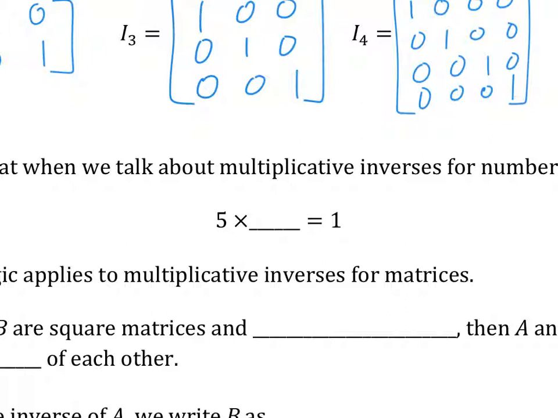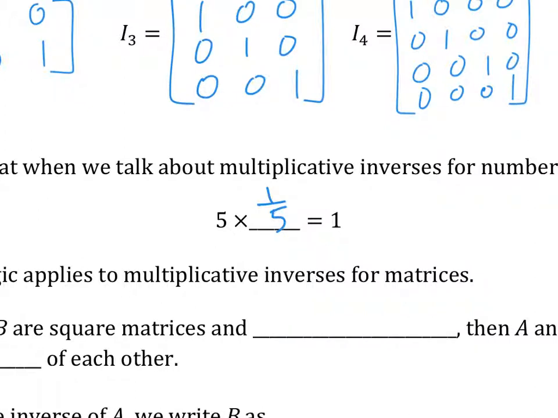Okay, now let's talk about multiplicative inverse for matrices. If we're going to just talk about multiplicative inverse for numbers, we're talking about like 5 times what is 1. So 5 times what is 1? 1/5, right? So the relationship between 5 and 1/5 is that they are multiplicative inverse.